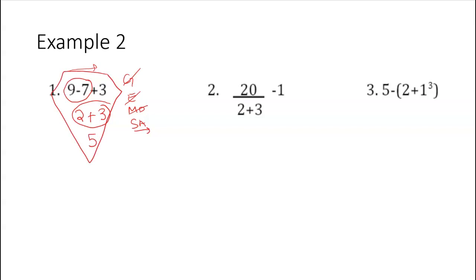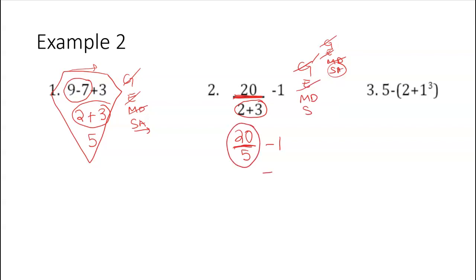All right, let's take a look at this example here. Again, I'm going to go through GEMS. I do have a grouping symbol: this fraction bar is a grouping symbol. From here, I'm going to rethink GEMS again. In this grouping symbol, do I have any more grouping symbols? No. Exponents? No. Multiplication or division? No. Subtraction or addition? Yes. So I'm going to do this operation first and bring everything else down. 2 plus 3 is 5. Now I've done my grouping symbol. I don't have exponents. I do have multiplication or division. This is a division sign, so I'm going to do 20 divided by 5 first. That gives me 4. I'm just left with one operation, and so I get 3.